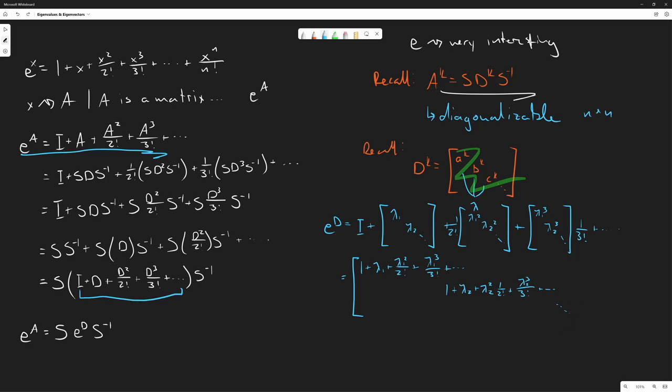And what do you have here? This part here is the same exact thing as the definition of what our exponential e is, and it's just e raised to that eigenvalue. So e to the D, where D is a diagonal matrix, is just e raised to every value in the diagonal. So this would be e to the lambda 1, then e to the lambda 2, and then e to the lambda 3, lambda 4, all the way down the main diagonal. And that is very interesting. So this is what's called matrix exponentials.